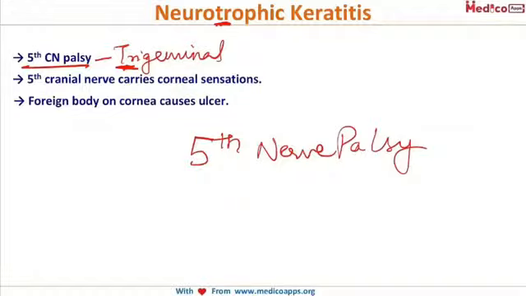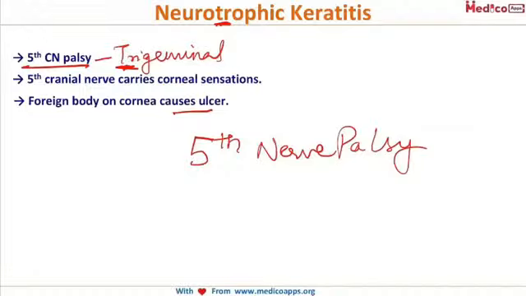So the patient cannot feel anything even if there is a foreign body on his cornea. He does not realize that it is present, and it remains there impinged for a very long duration, ultimately resulting in a corneal ulcer. That is about neuroparalytic and neurotrophic keratitis.